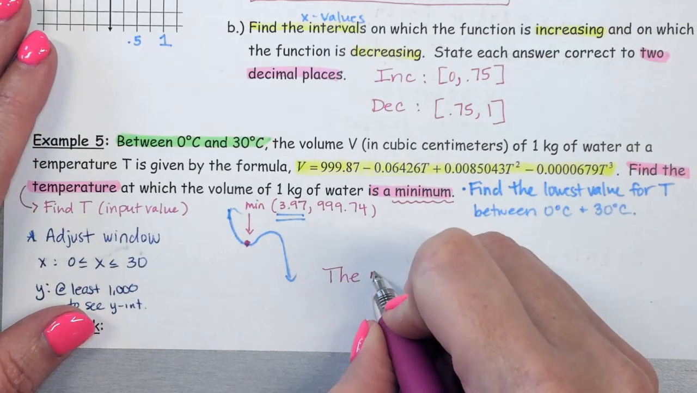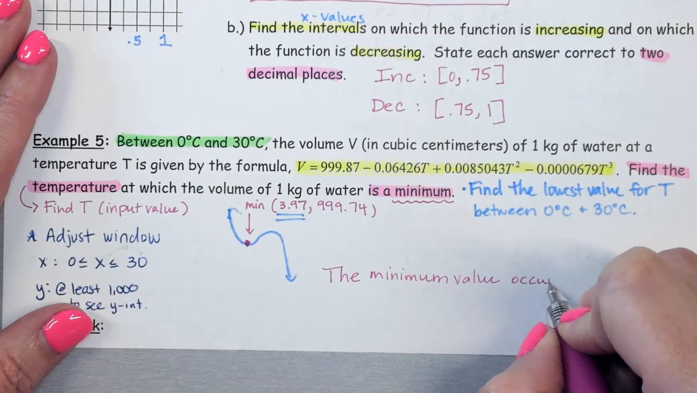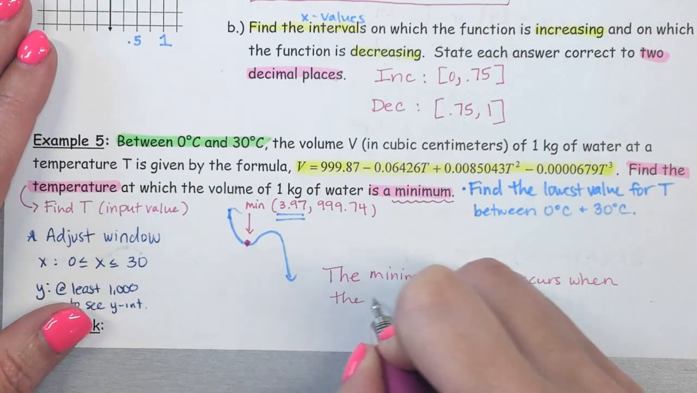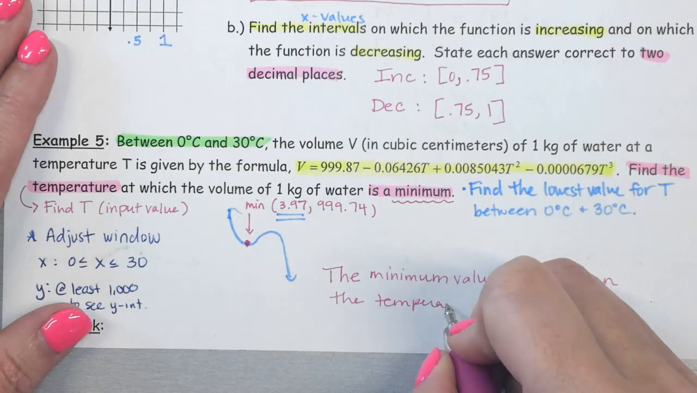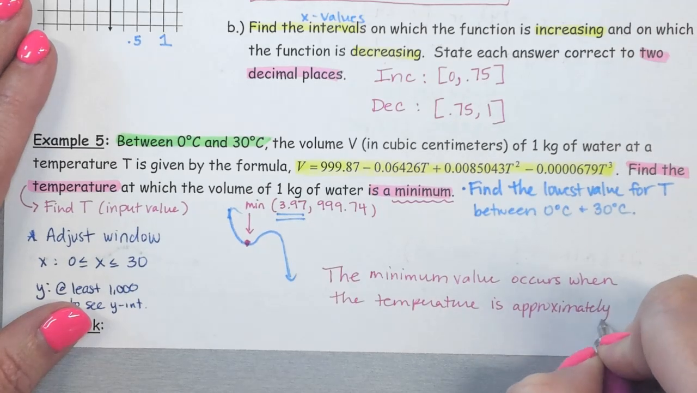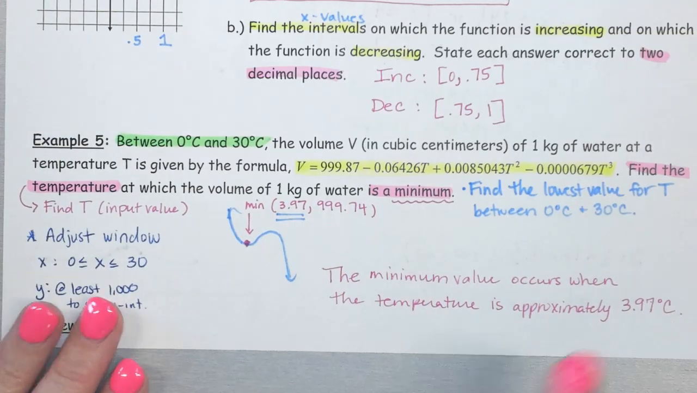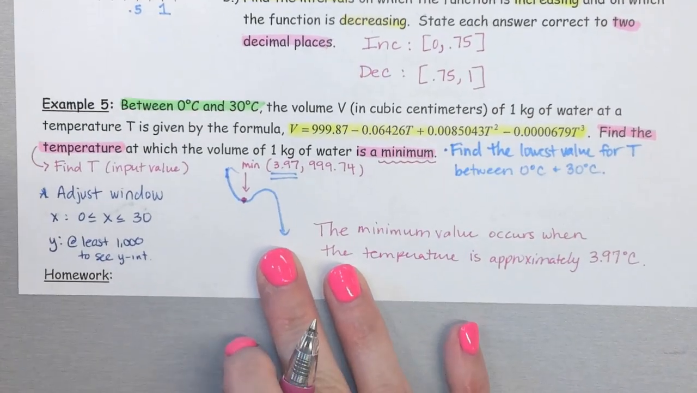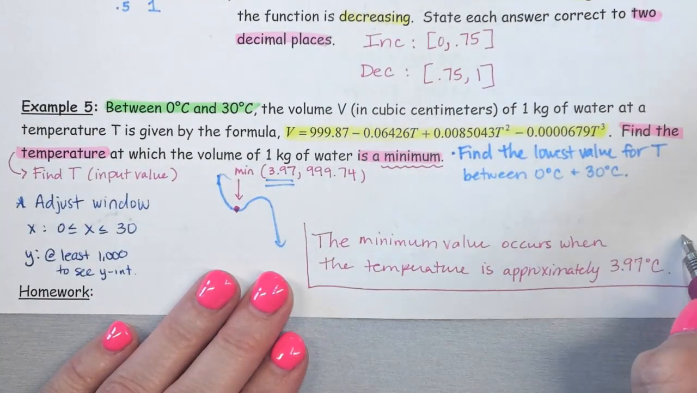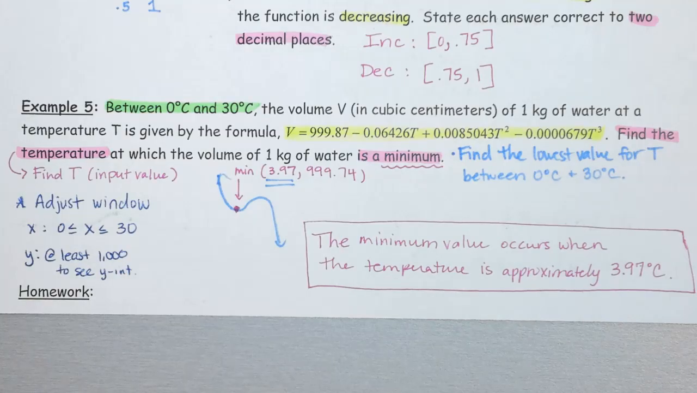Okay, so we know now that the minimum value occurs when the temperature is approximately 3.97 degrees Celsius. Okay, so we're putting that in our context. T is the temperature measured in Celsius. Okay, and again, you might have some that are asking for the output, so you would interpret that as well.